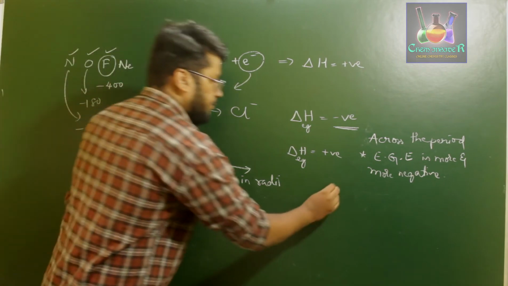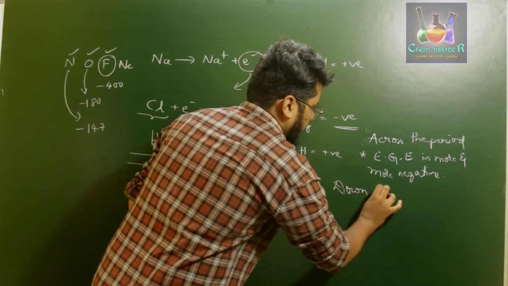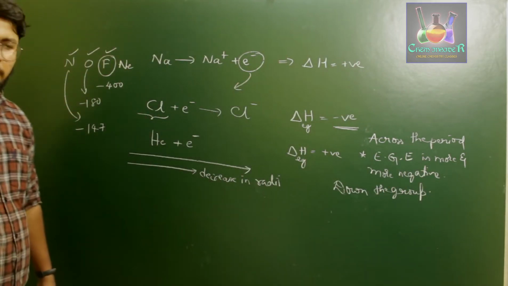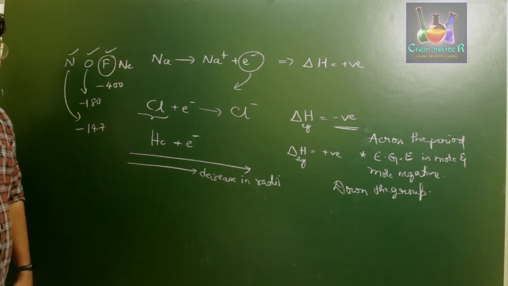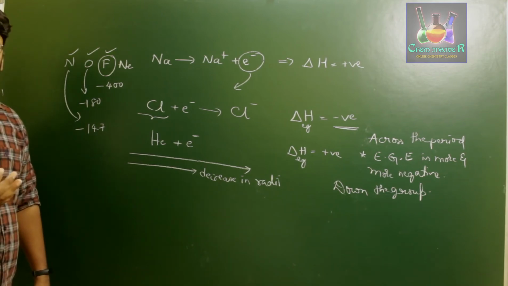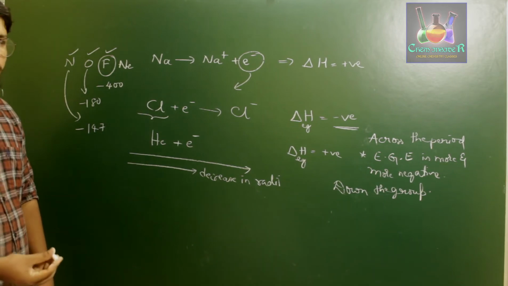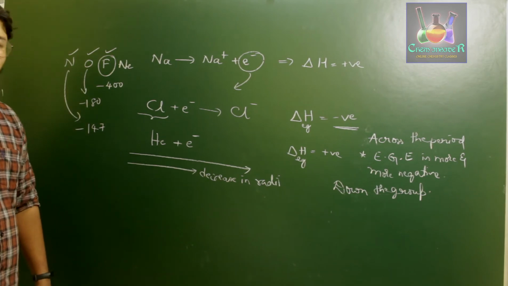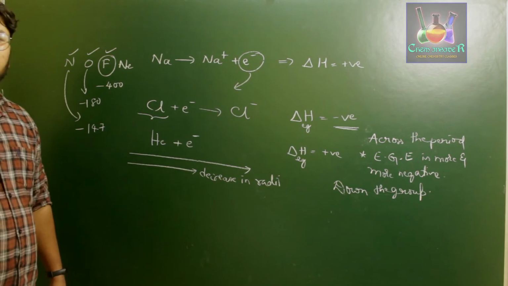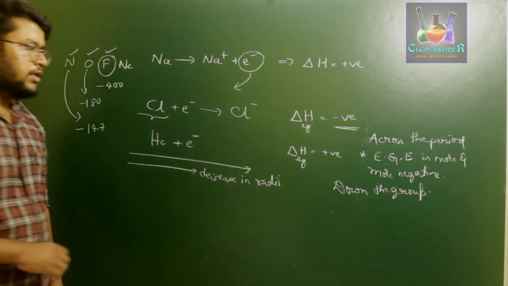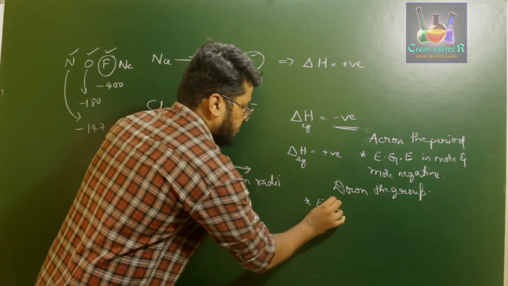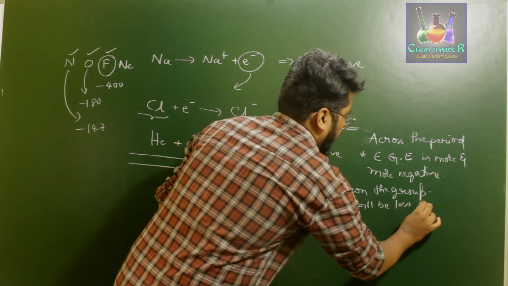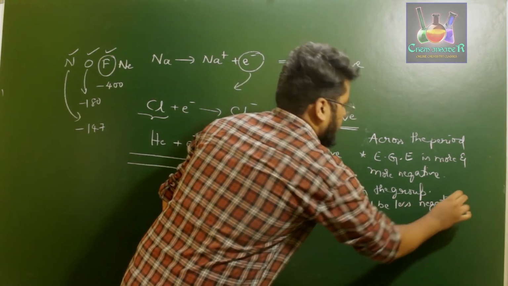As we go down the group, what we observe is, the electron has to enter a new orbital, a new shell. Which means that those electrons will not be effectively attracted towards the nucleus. Therefore we have to provide energy for the nucleus to hold those electrons. The amount of released energy will be less, so it will be less and less negative. Down the group, electron gain enthalpy will be less negative, and in some cases of noble gases it is clearly positive.